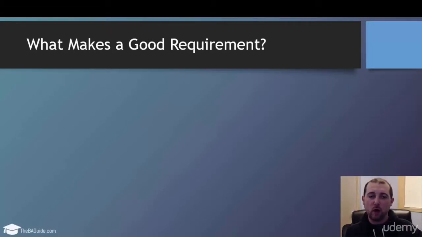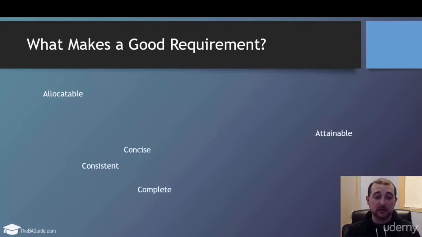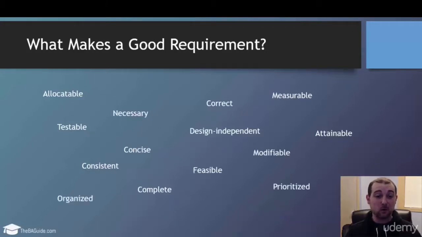So you've learned why requirements are important, what requirements are, some basics about eliciting requirements, and now we're going to talk about those pieces of requirements. So what makes a good requirement? Well, it's easy. It's that it's allocatable, attainable, complete, concise, consistent, correct, design independent, feasible, measurable, testable, necessary, organized, prioritized, traceable, unambiguous, and understandable.